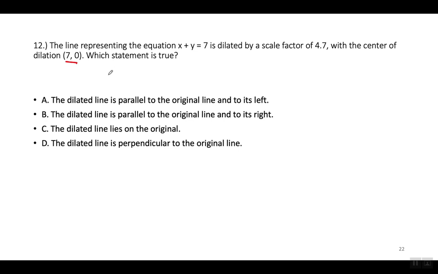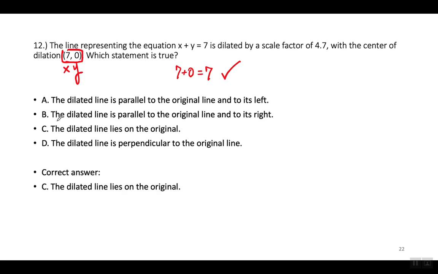Okay, so first of all, notice something. If I take this point, this is the center of dilation, (7, 0). If I take these coordinates and plug them into this equation, does it make this equation true or false? If I plug them in, it'll be 7 plus 0 equals 7. That's true. That means that this point is on the line. So therefore, the correct answer is C.